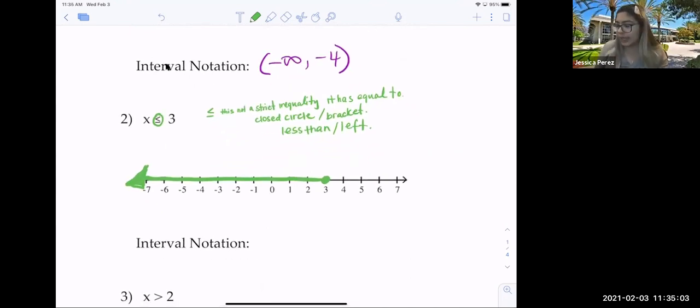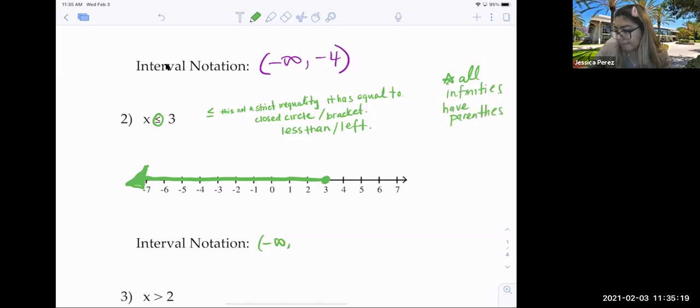Well, it has negative infinity. All the infinities have parentheses. So let's write that in a star. All infinities always have parentheses. You will never see a bracket with infinity. So this is negative infinity up to 3 and bracket. This is the interval notation. Interval notations will always have brackets and parentheses. Okay.